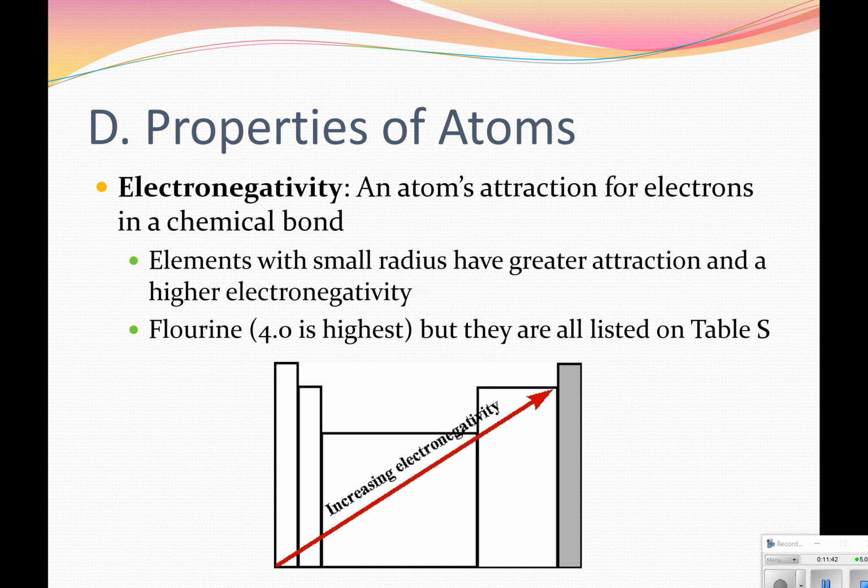Electronegativity, we know, is an atom's attraction for electrons when involved in a chemical bond. Elements that have a smaller radius tend to have a greater attraction and a higher electronegativity. Since this is related to size, our more electronegative elements are going to be in the upper right corner. We see this trend of increasing electronegativity from the lower left of the table up to the upper right, which basically goes along with the size of our atoms.